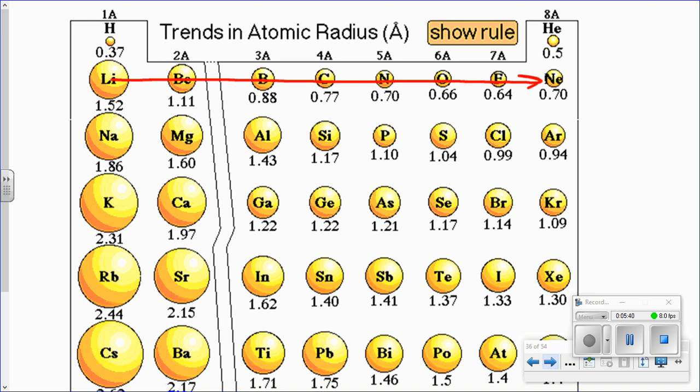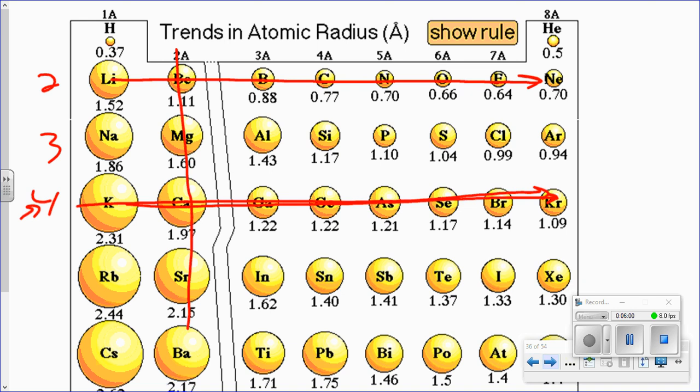I'm not giving them any extra room to roam in whatever energy level I am in. And the shielding effect is, again, a moot point because I'm still in the same energy level, if I'm just considering staying in the 4th energy level. So they get smaller as you move to the right.